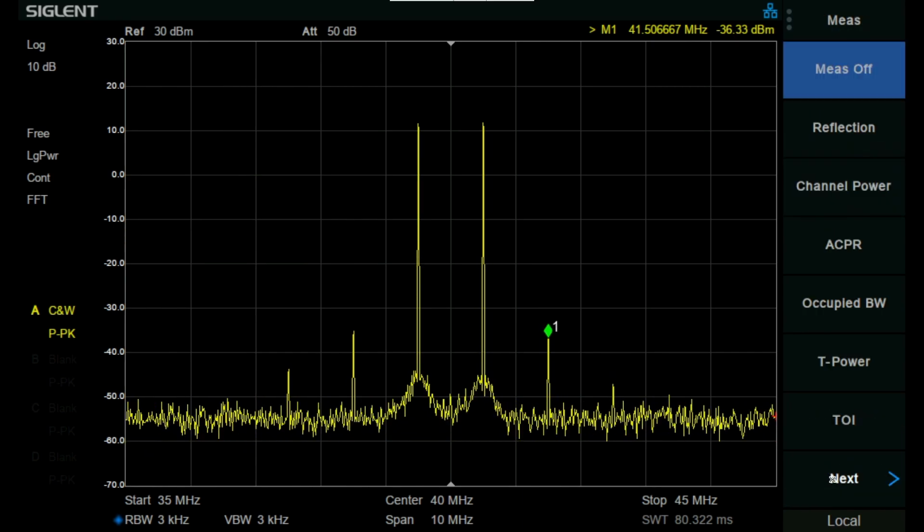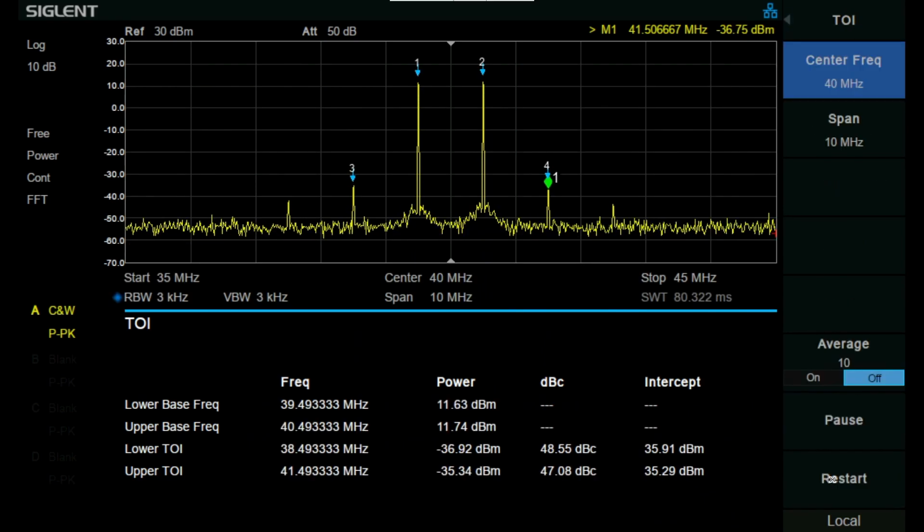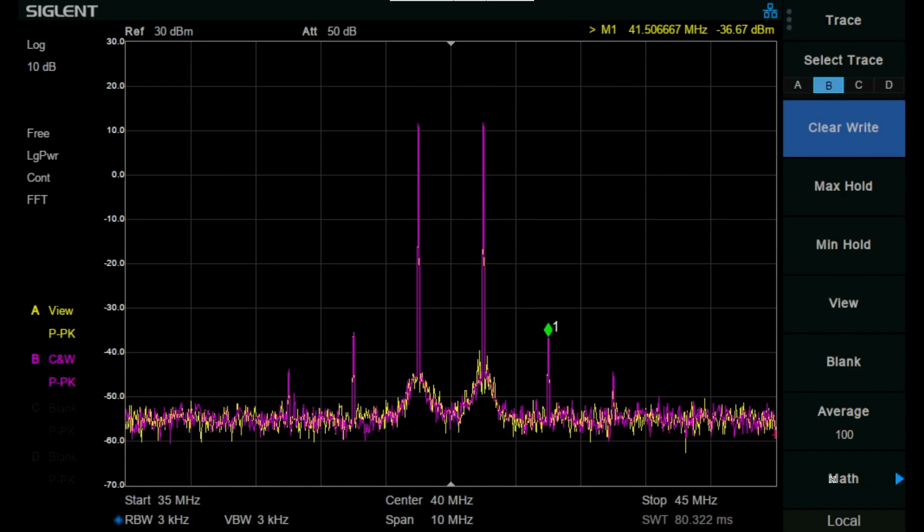So if we ask it to measure TOI, third order intercept, you can see it's gone and spotted the tones, and it's giving us an intercept value in the bottom right there, somewhere in the region of 35 to 36 dBm. Now, one thing that's important to remember when quantifying these sort of things is all amplifiers can produce intermod, and that includes those in the spectrum analyzer itself. And there's quite a simple way to test this, and this involves putting an attenuator in line with the input.